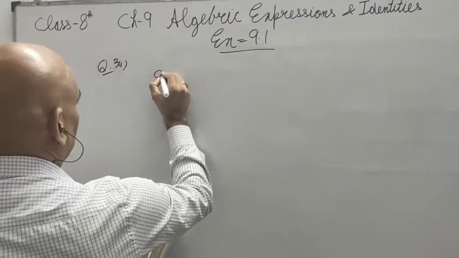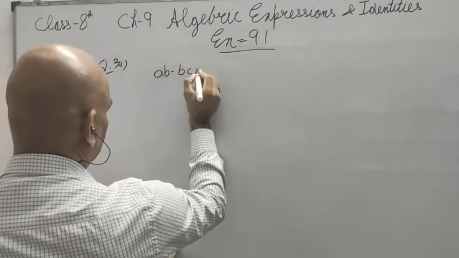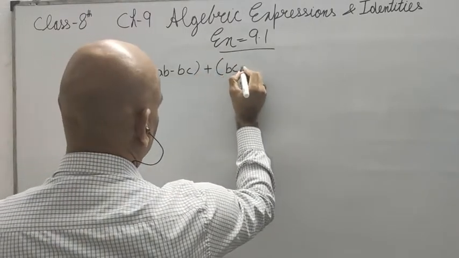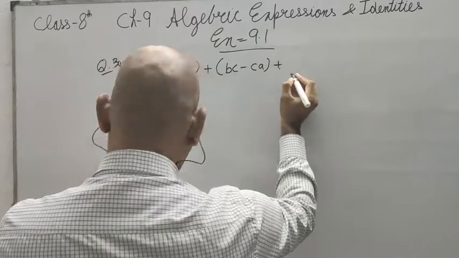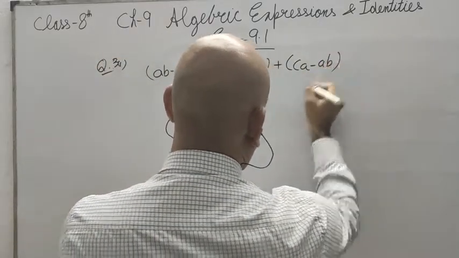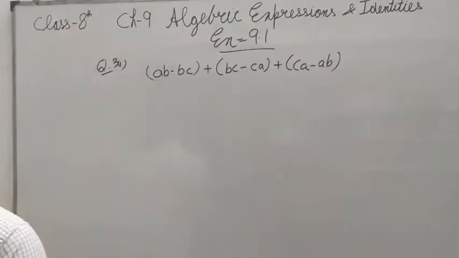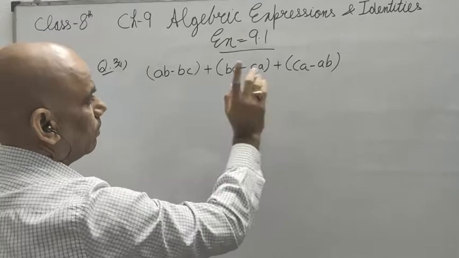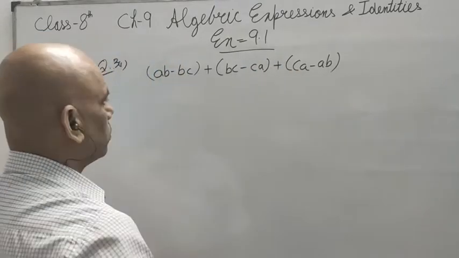It is AB minus BC, to be added with BC minus CA, to be added with CA minus AB. The only thing to be taken care of is that whenever there is a minus sign outside the bracket, the sign inside the bracket will be changed.